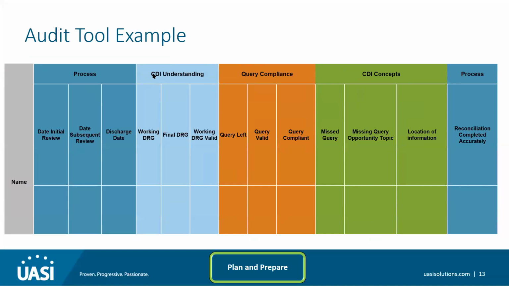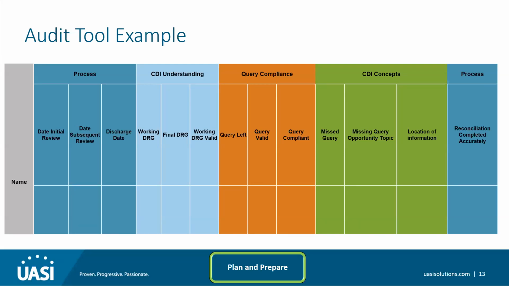So I wanted to share just a quick little tool. If you're like me, I want to cover all of the areas. We use this tool to review a record and we look at the CDS's initial review, the date of their subsequent reviews, and whether they were done within the guidelines that we had established for that client. Then we look at their CDI overall understanding. Was their working DRG valid? Was it in the right ballpark? How did it compare to the coder's final DRG?